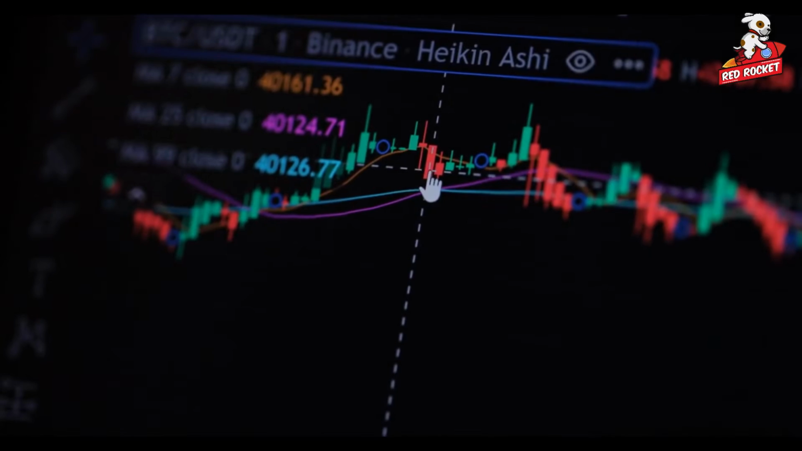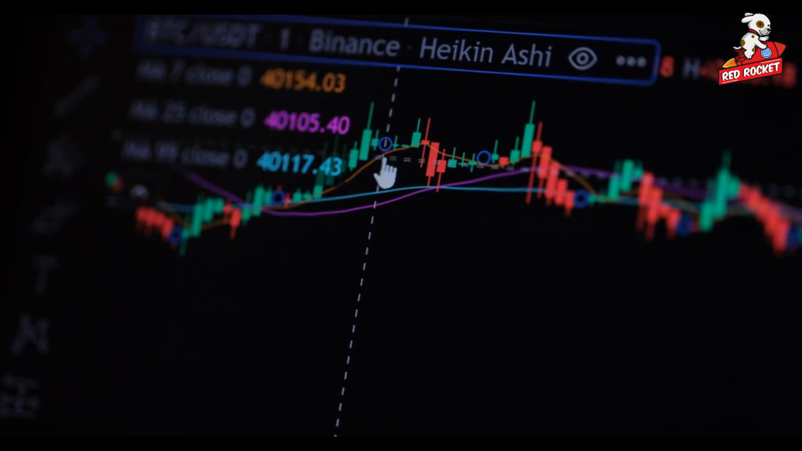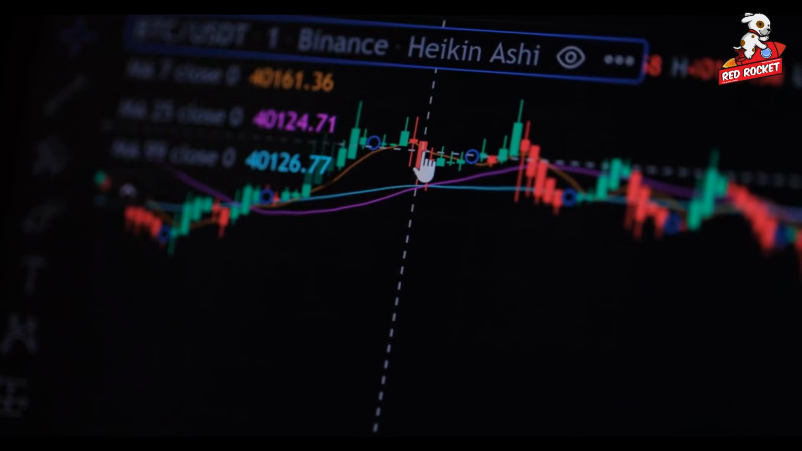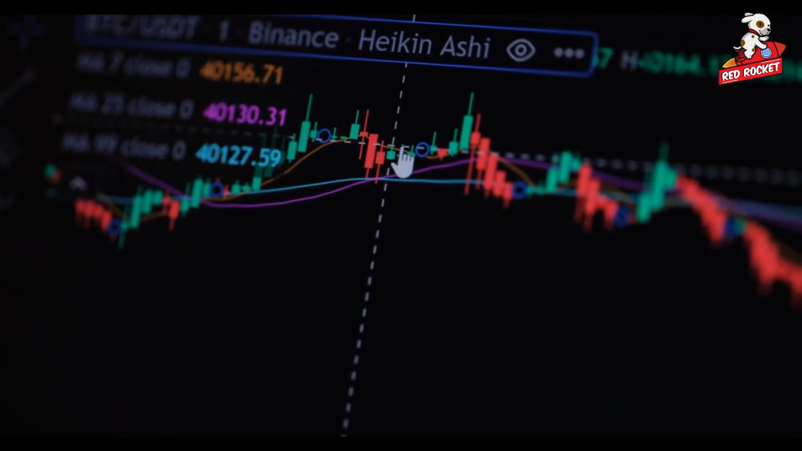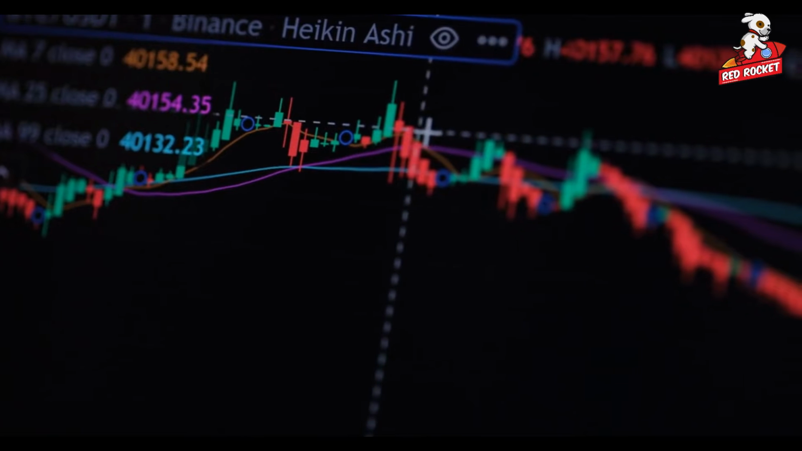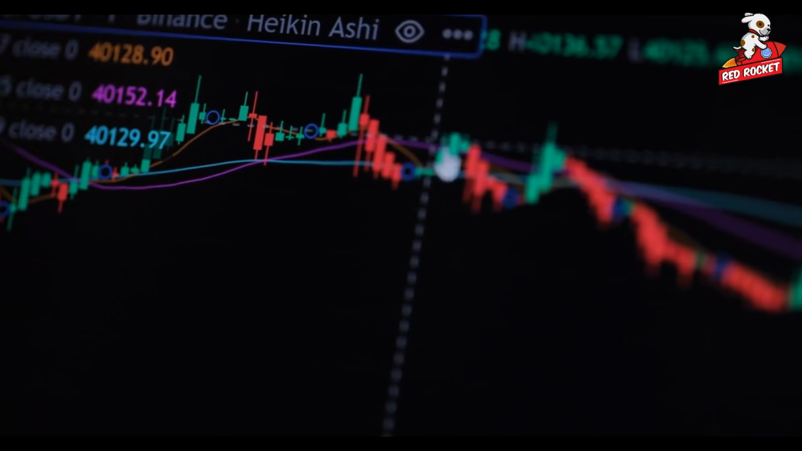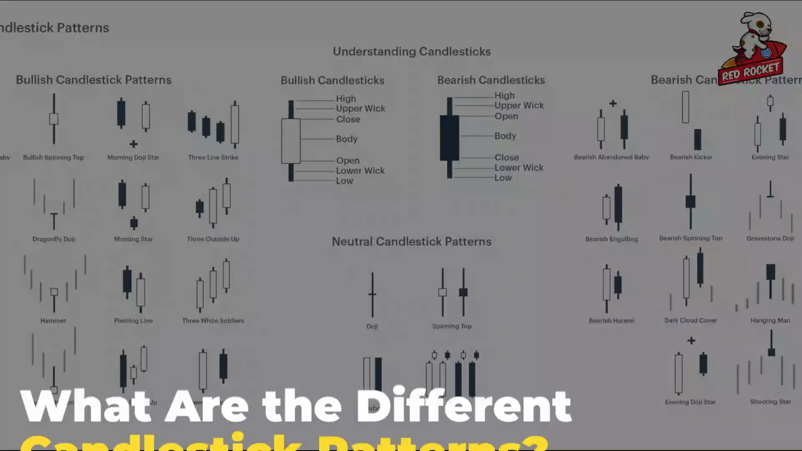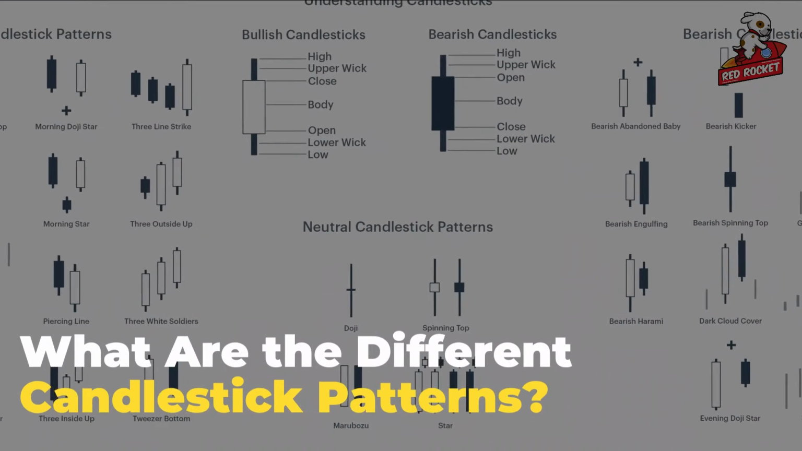Range: this is the visual difference between a candle's lowest and highest price, calculated by subtracting the price at the bottom of the lower wick from the top of the upper wick price. Ideally, range equals highest point minus lowest point. Simple. What are the different candlestick patterns?